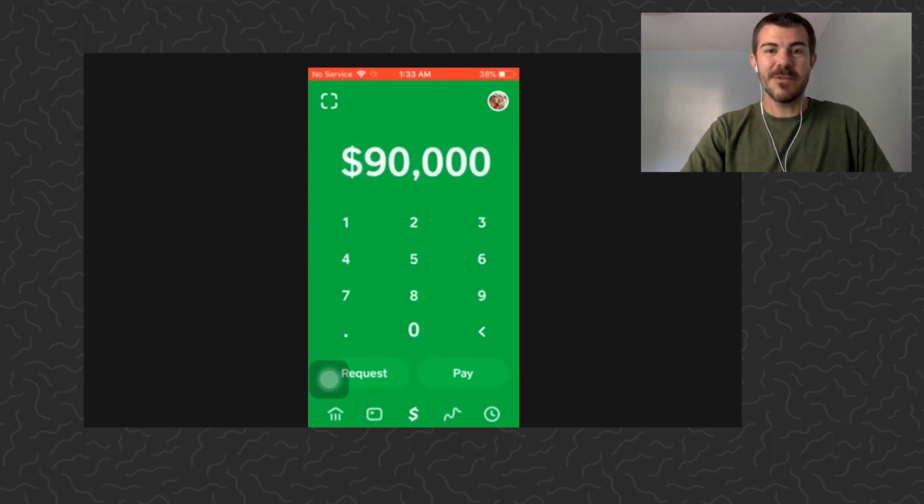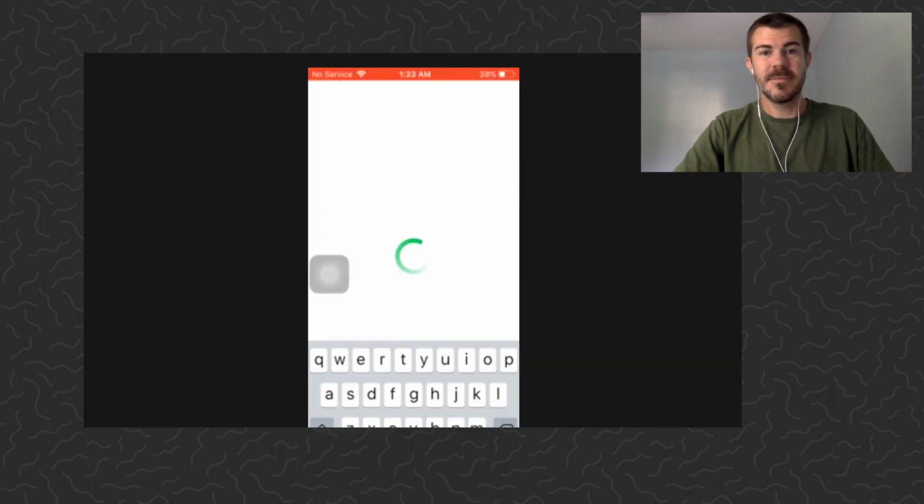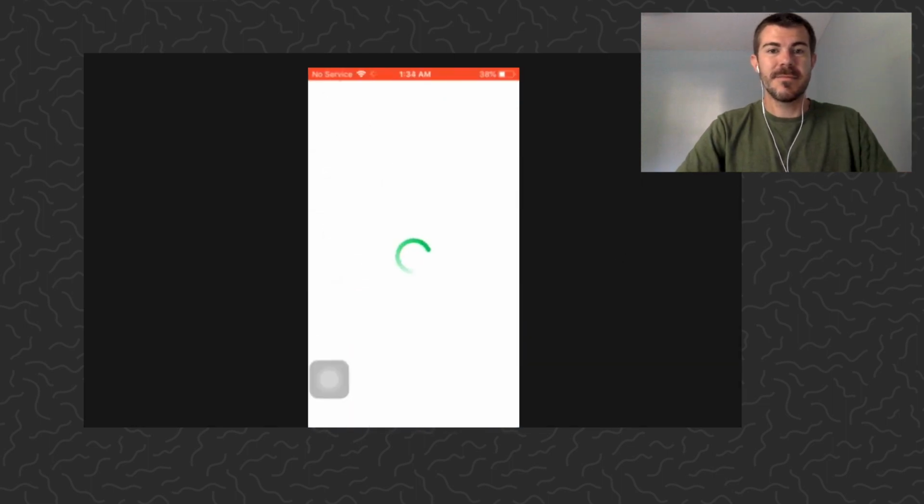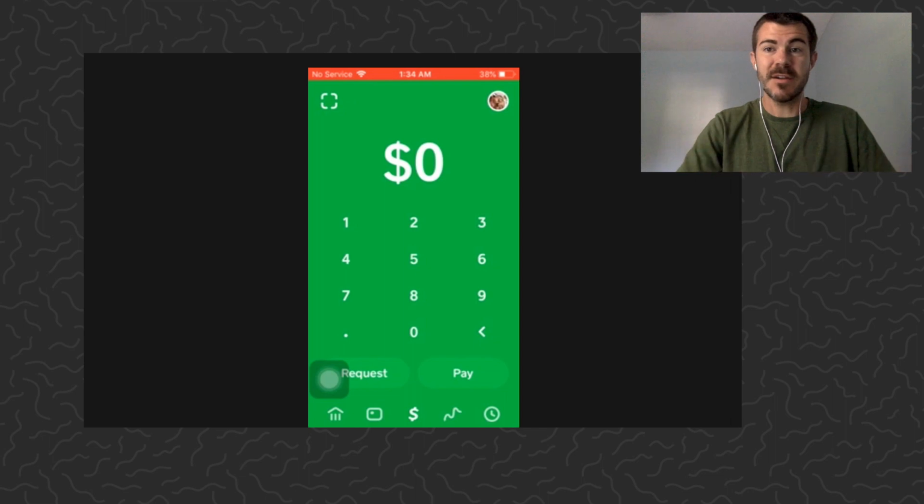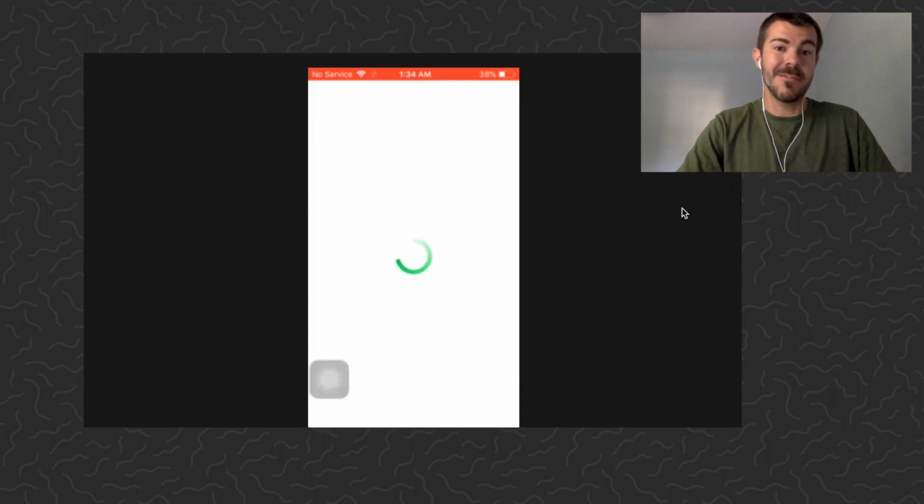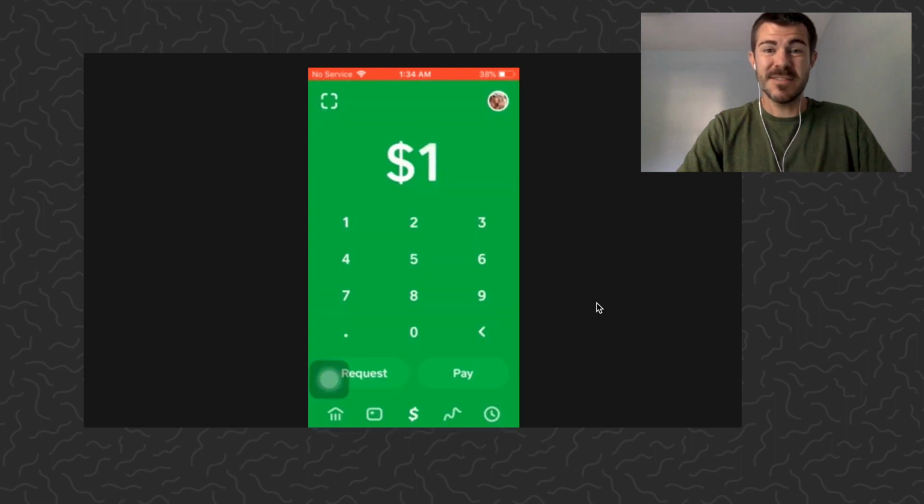So he's saying request a high number of money. He's saying you can request it from this same person. This says maximum hold or whatever. This would exceed the maximum transaction amount. There's like people talking in the background. This is terrible. Requesting $100 now, I think it said. Or requesting $1. Is that the message that says for Obamacare?